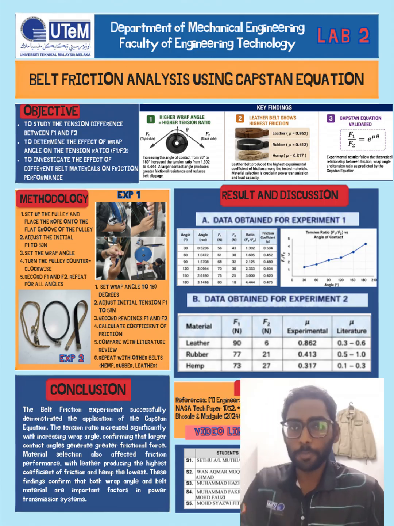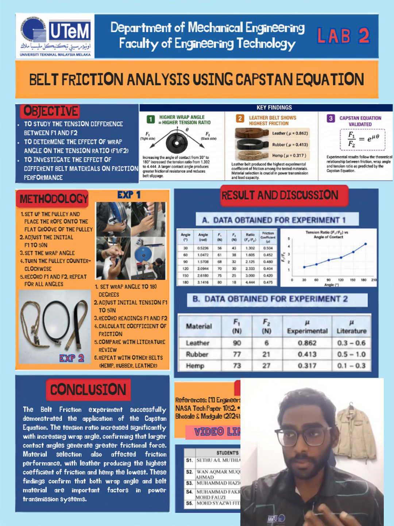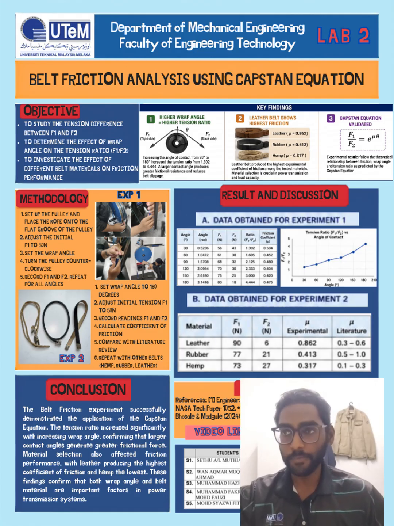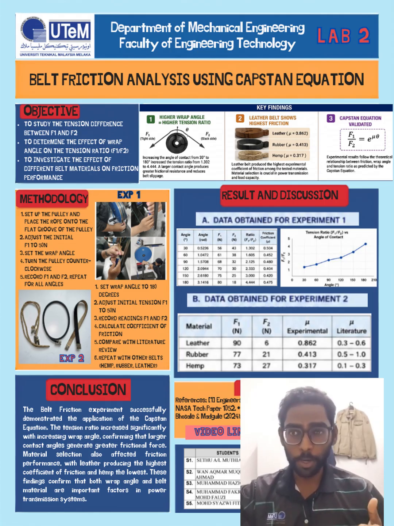So through this experiment we have three objectives. The first is to study the tension difference between F1 and F2. Second is to determine the effect of wrap angle on the tension ratio. And third, to investigate the effect of different belt materials on friction performance, namely leather material, rubber material, and hemp material. So throughout this experiment, we will have three key findings.